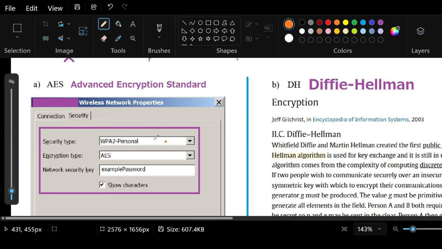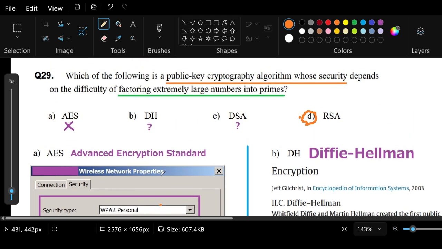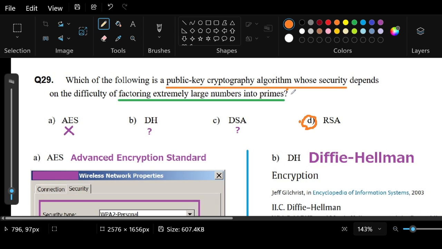For example, if you need to connect to your router and you find an access point, then it's likely that you'll be asked for a network security key. And there is a portion there where you have encryption type, where you got the AES, Advanced Encryption Standard. And therefore, you need to input the password, the key, to access the internet through the router. And in this case, what we're going for is a public key cryptography algorithm whose security depends on the difficulty of factoring extremely large numbers into primes.